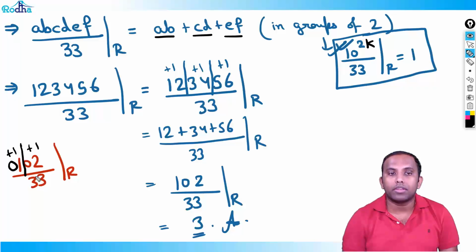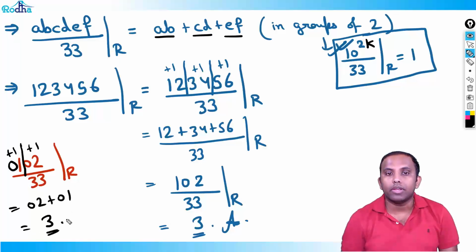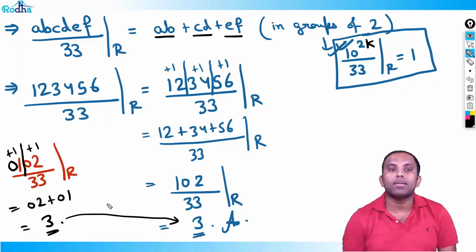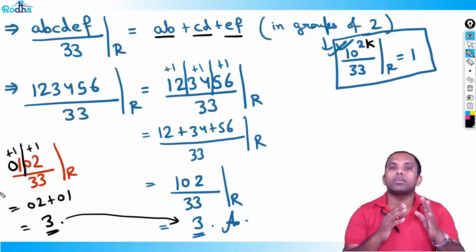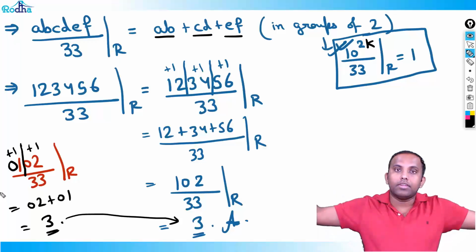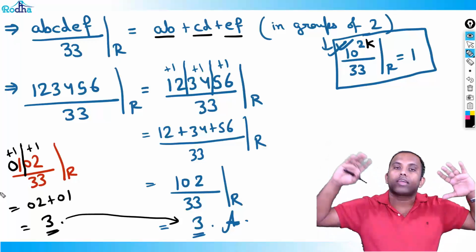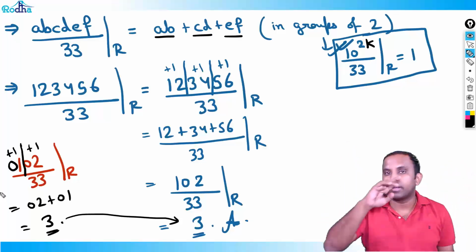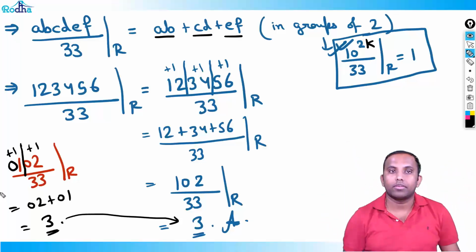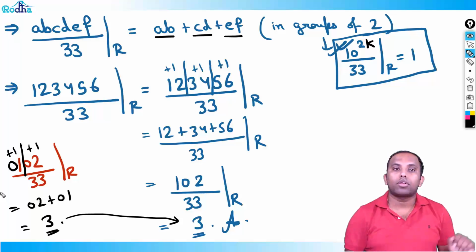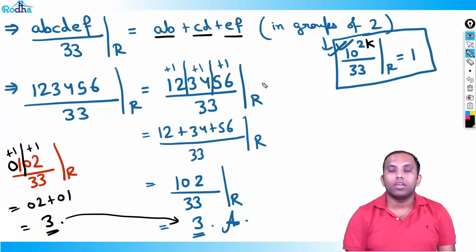So what is the result of these groups? 02 plus 01. What is the number? 03. So 3 is the answer, right? Didn't we get 3 here? Yes, we got 3. Same answer. So that basically means that if there is a 100-digit or 3-digit number, I can always make groups of 2, 2 for 33. Very important thing, 33.